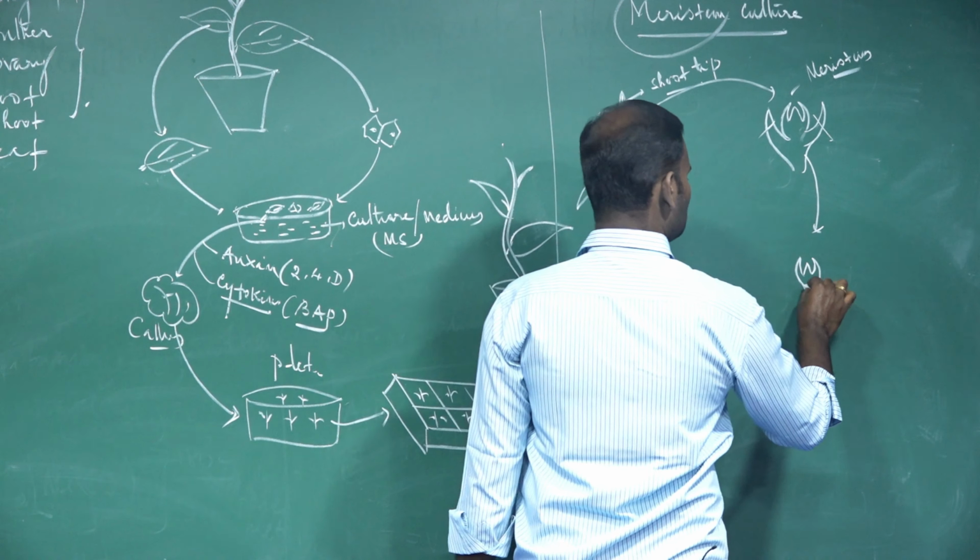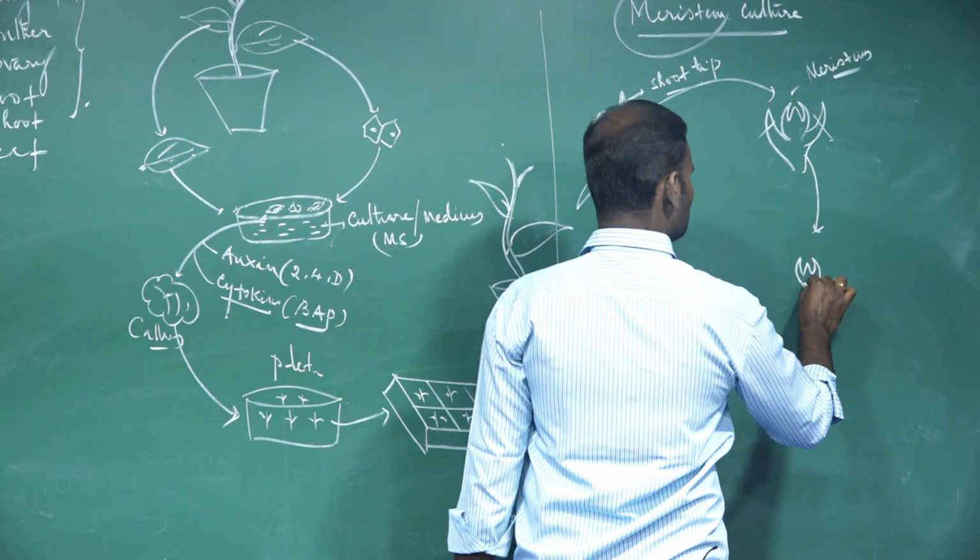is selected. Now this shoot tip is introduced into the plant tissue culture tube on the paper wick. It is a medium. It is a paper wick. So these shoot tips are placed on the paper wick. Culture tube.